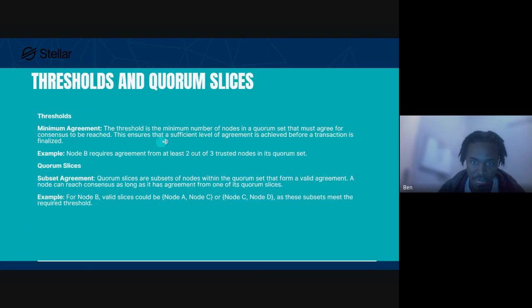So it's the minimum number. Again, the threshold is the minimum number of nodes in a quorum set that must agree for a consensus to be reached. This ensures that a sufficient level of agreement is achieved before a transaction is finalized. So node B, for example, requires agreement from at least 2 out of 3 trusted nodes in its quorum set. Does that make sense? Thumbs up if that makes sense.